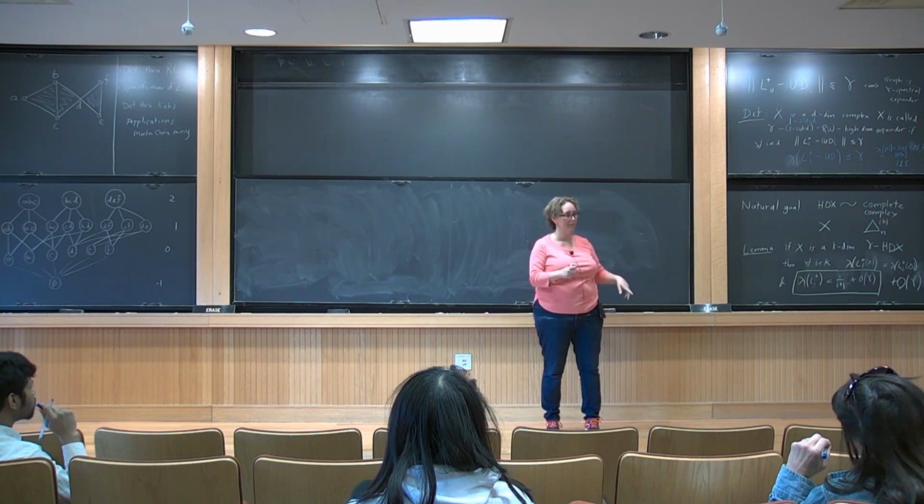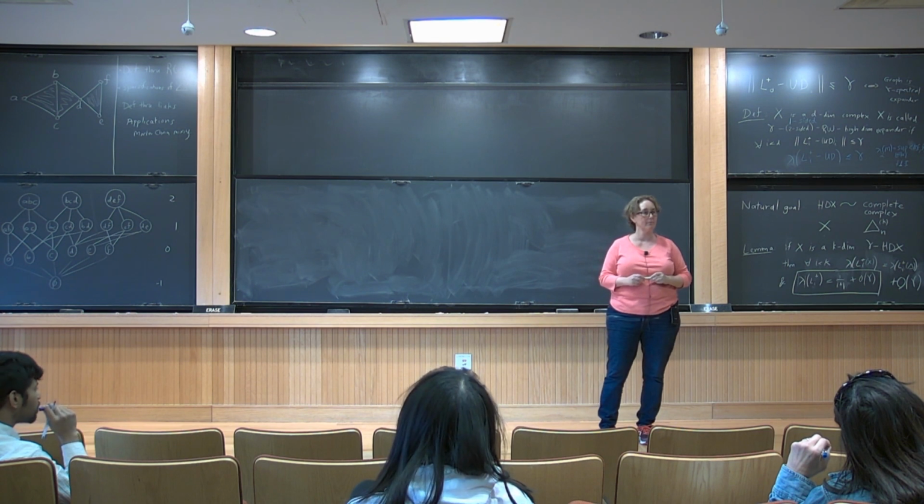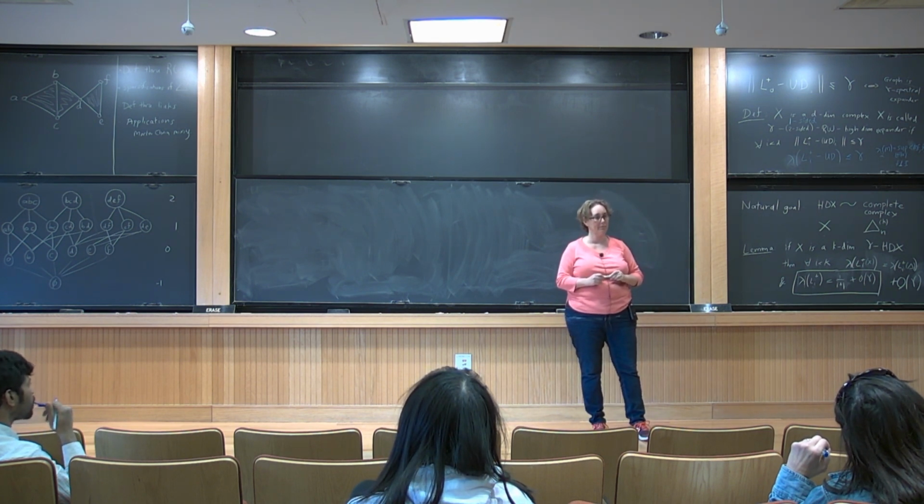Question? Yeah, I was just going to ask. So, I mean, we don't have random high-dimensional objects as an expander anymore. Is there any other simple example other than that comes from this?